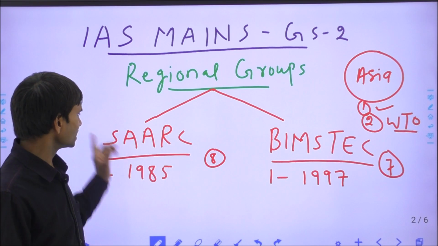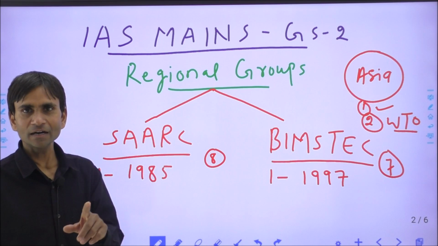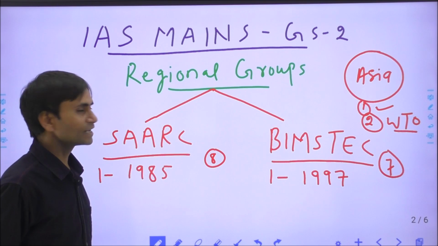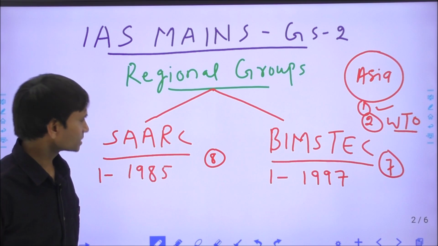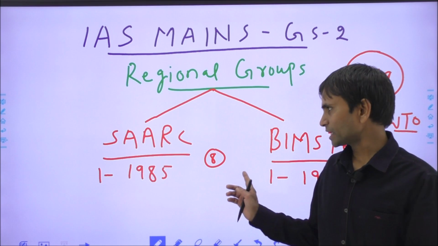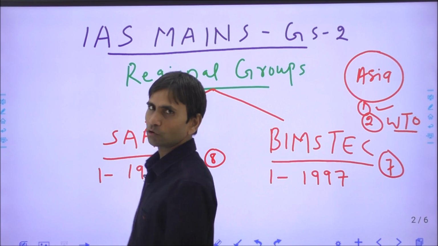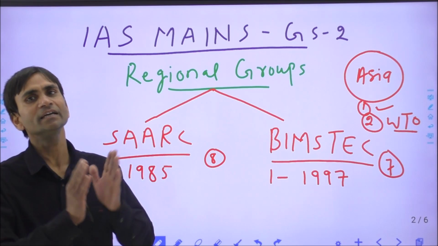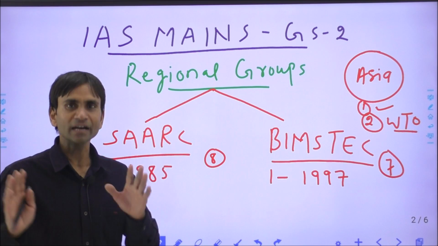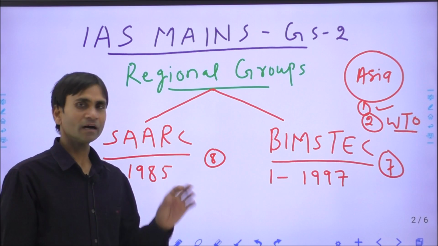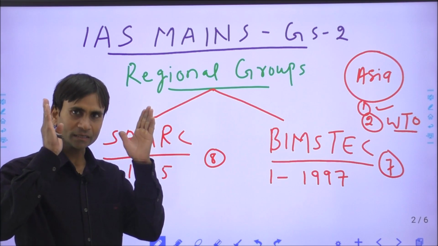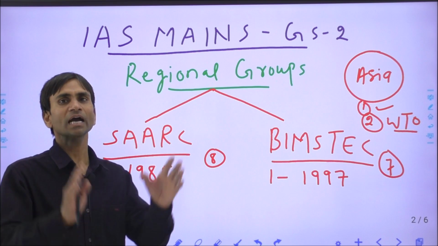The similarity is that both are regional groups, or sometimes we can say RTA, regional trade agreements. The second similarity is these regional groups are formed to achieve economic integration, and political interests are secondary for them. Third, they are trying to make a common consensus over global issues.